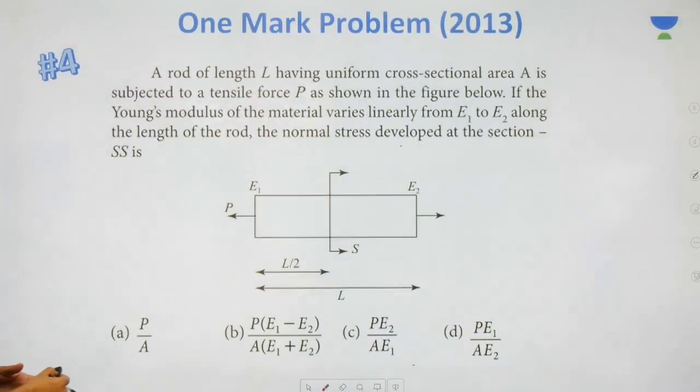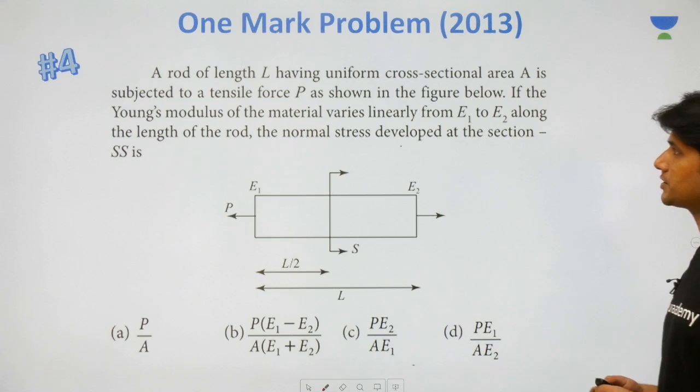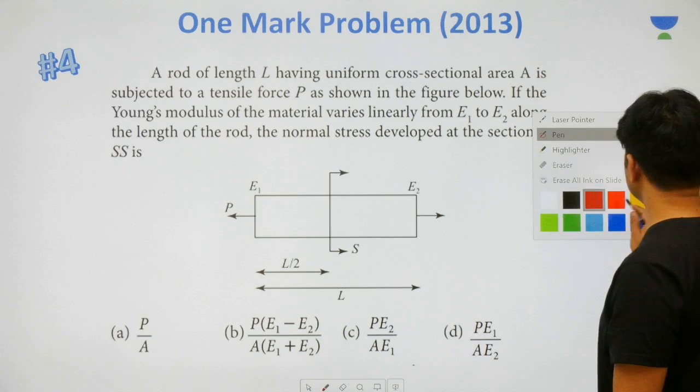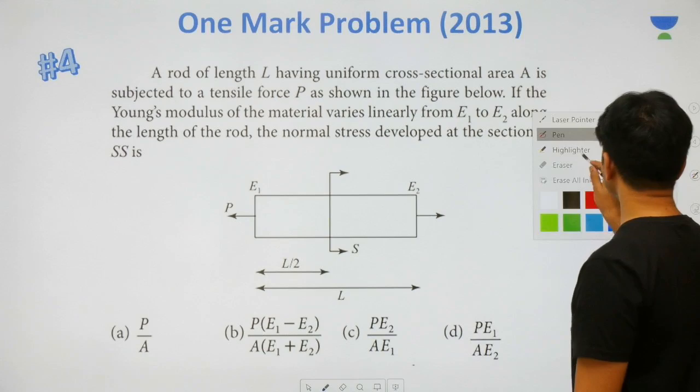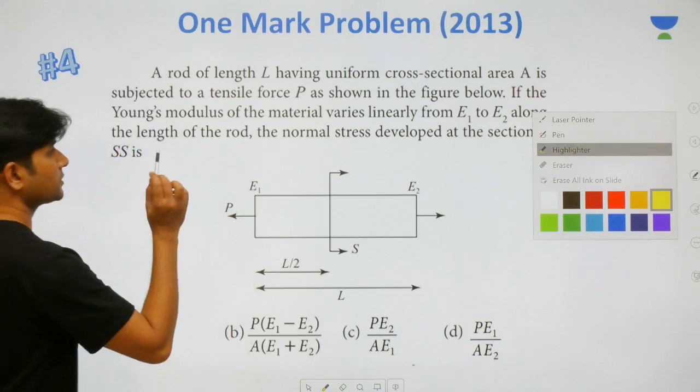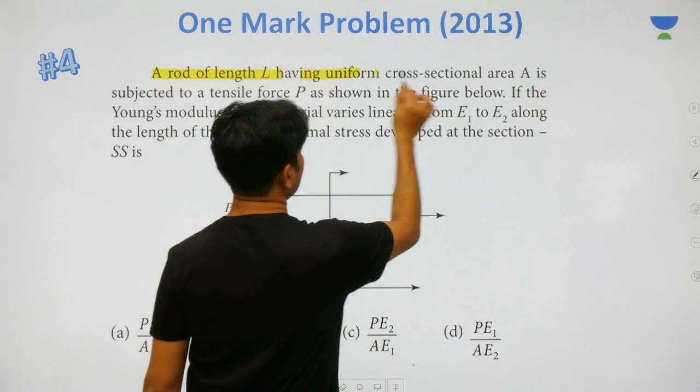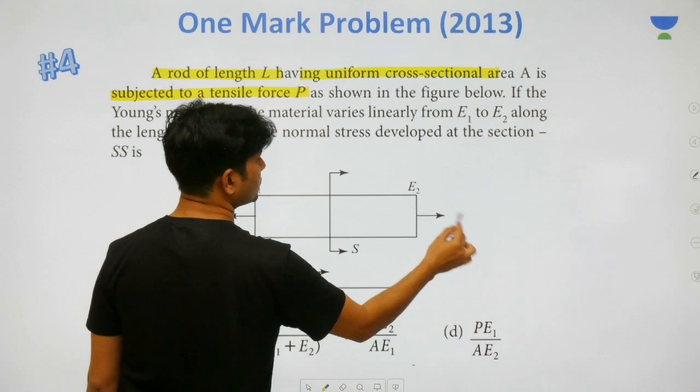As a next problem, let us consider this GATE 2013 problem as a fourth problem. They asked it for 1 mark. The problem says that we have got a rod of length L and uniform cross-sectional area A, and it is subjected to some tensile force P, like this.